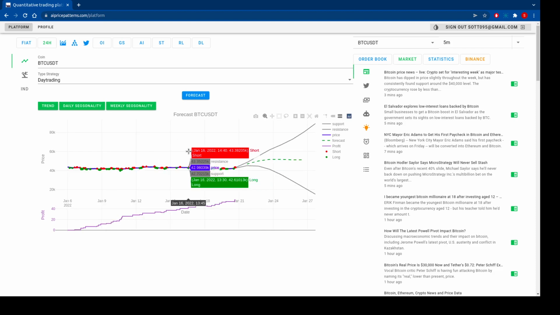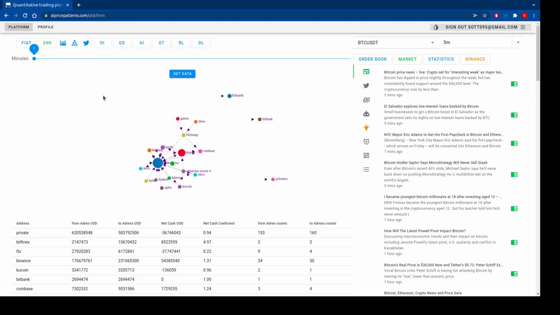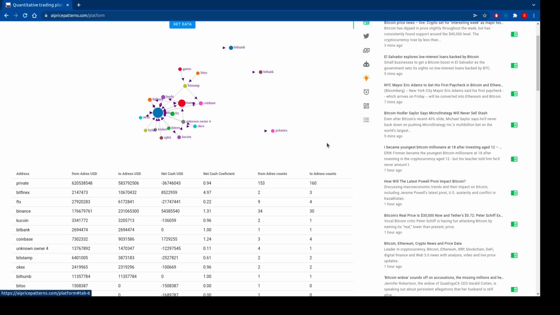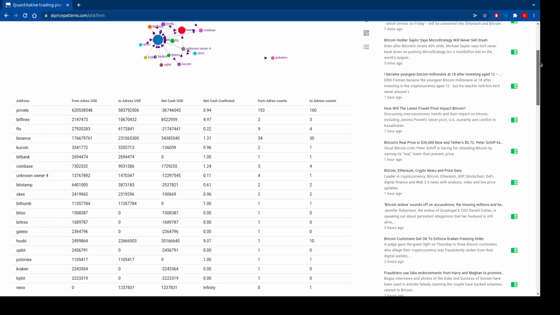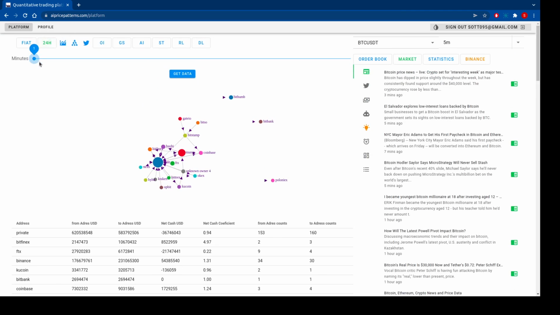Okay, and next what we need to do is analyze transactions between wallets. It's very useful information for us, and what we should see. And you see we have a net cash coefficient less than 1. It means we have a transaction from private to exchange, and this information is for about several minutes.